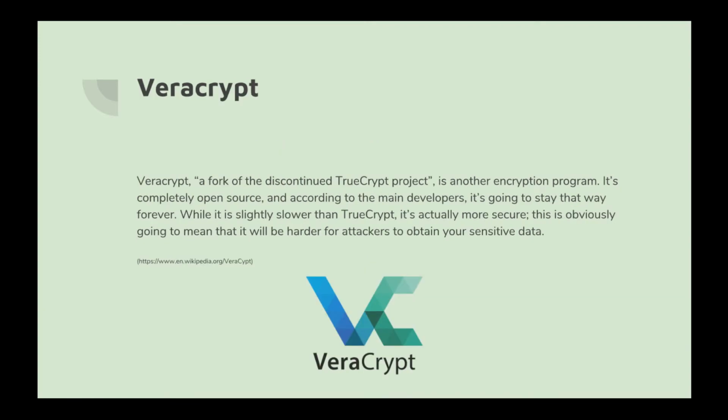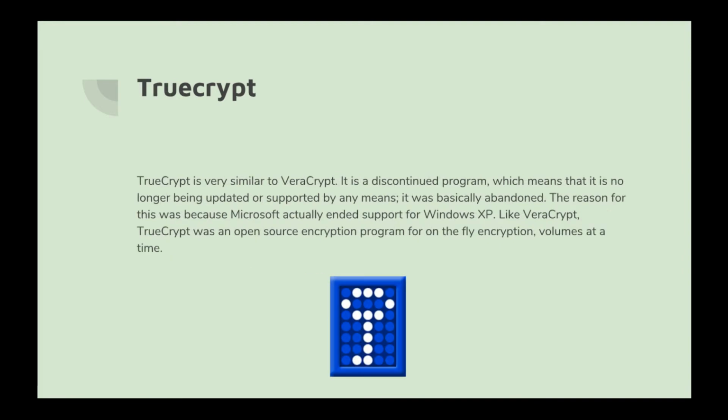VeraCrypt is a fork of the discontinued TrueCrypt project and is another encryption program. It is completely open source, and according to the main developers, it's going to be staying that way for the foreseeable future. It is slightly slower than TrueCrypt, but that is because VeraCrypt is more secure. Obviously, that means it's going to be harder for people to obtain your data.